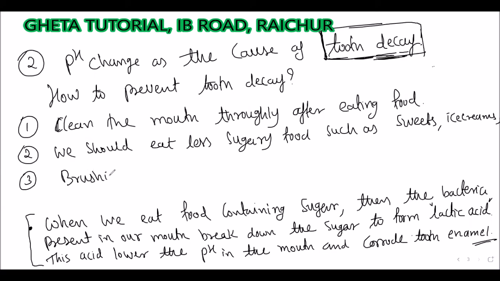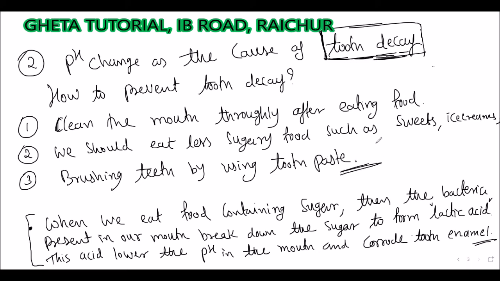Brushing teeth using toothpaste. Why do we have to use toothpaste? Because it contains a base. Yes, toothpaste is a base, and in the mouth a lot of acid is present. So the base will react with the acid. What will happen? A neutralization reaction will take place. That is why we have to brush our teeth using toothpaste.